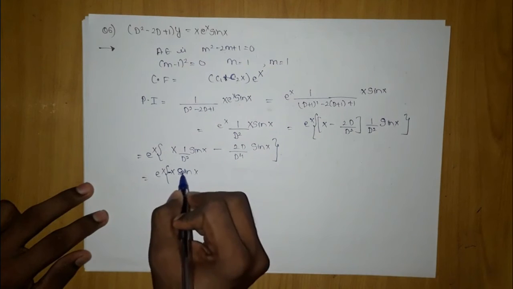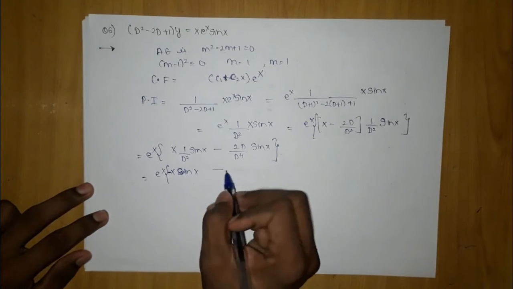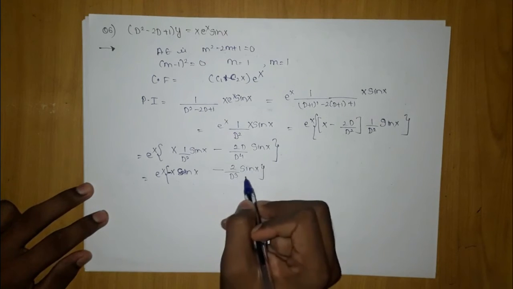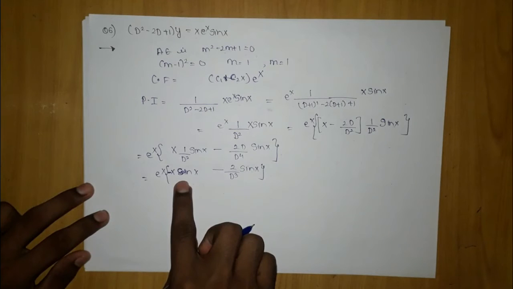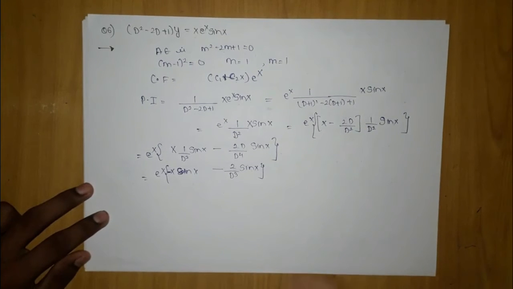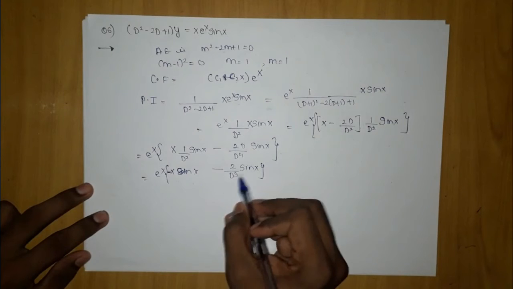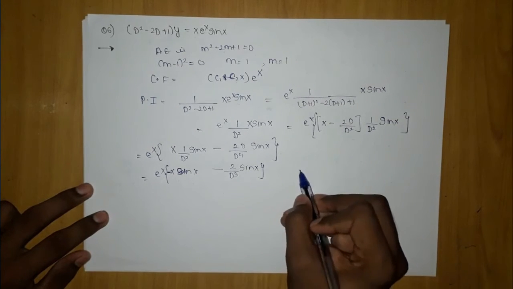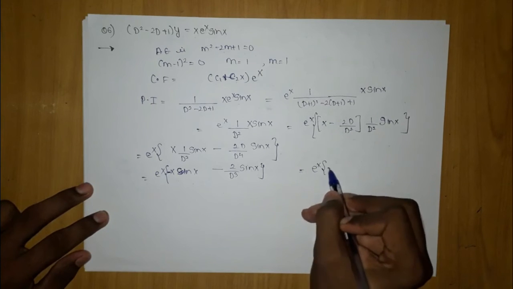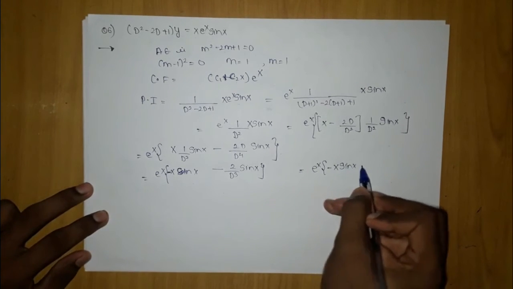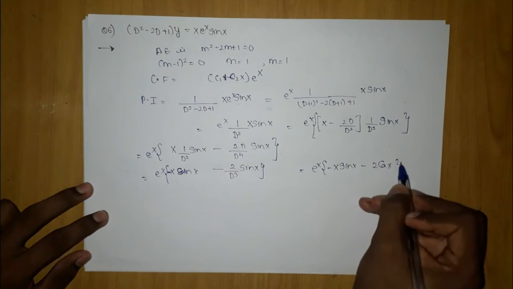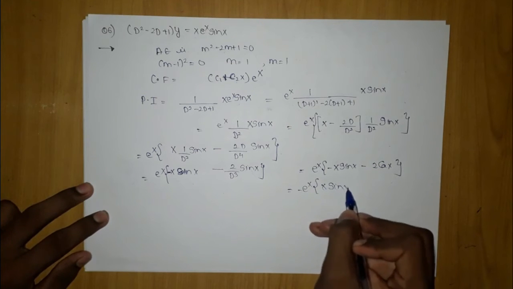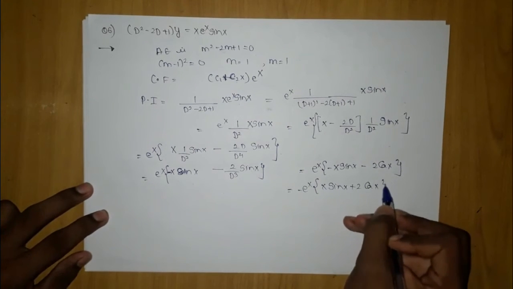So minus sin x will appear here, because we do twice integration, and here 2/D³ sin x will be there. Since it is triple integration, if twice integration gives sin x and I integrate it again, we get a plus sign, which is cos x. So what we get is e^x [−x sin x − 2 cos x]. Taking the minus sign outside, e^x (x sin x + 2 cos x). This is our required particular integral.